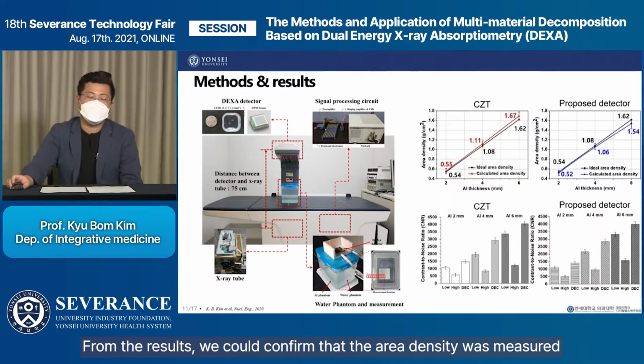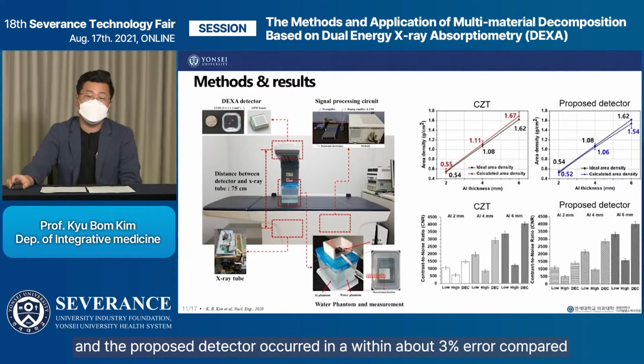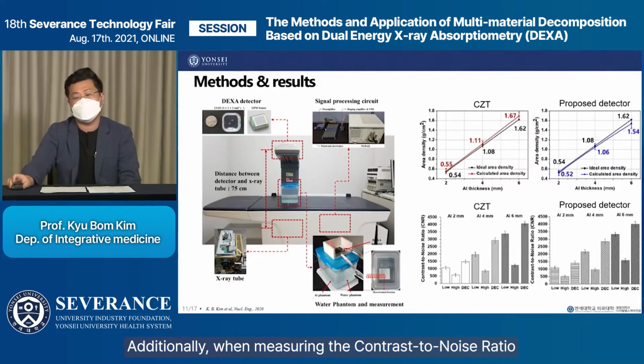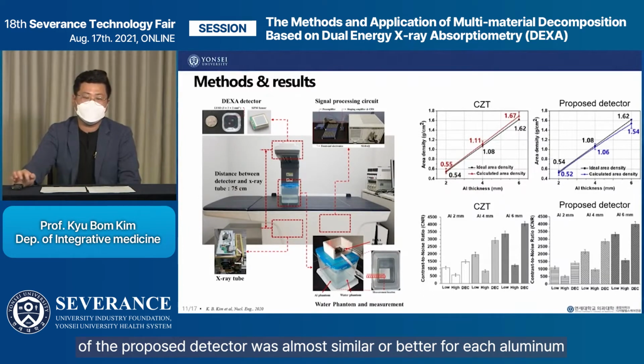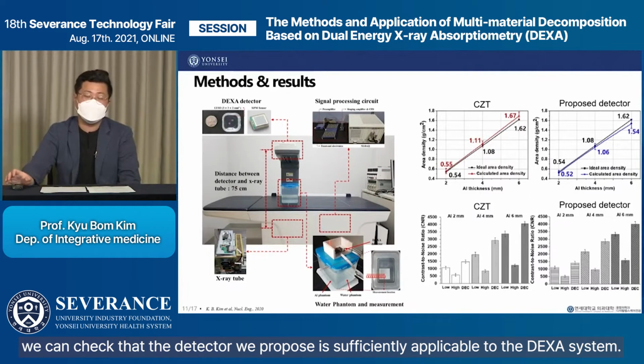From the results, we could confirm that the area density was measured for each aluminum step phantom, and the existing CZT-based detector and the proposed detector occurred within about 3% error compared to the ideal case, and the tendency was also very similar. Additionally, when measuring the contrast-to-noise ratio with the water phantom as the background, we could confirm that the detection effect of the proposed detector was almost similar, or better, for each aluminum thickness compared to the existing detector. Through this, we can confirm that the detector we propose is sufficiently applicable to the Dexa system.